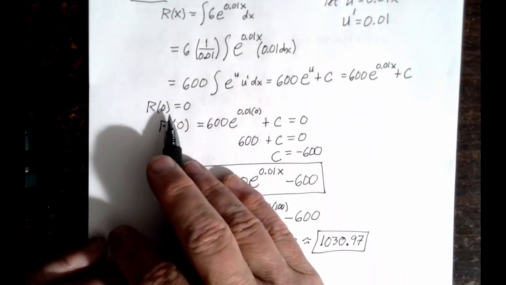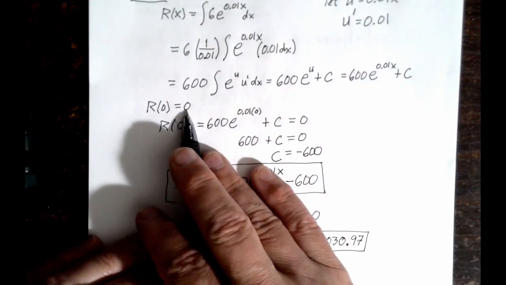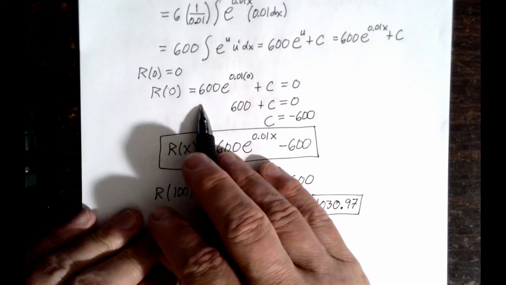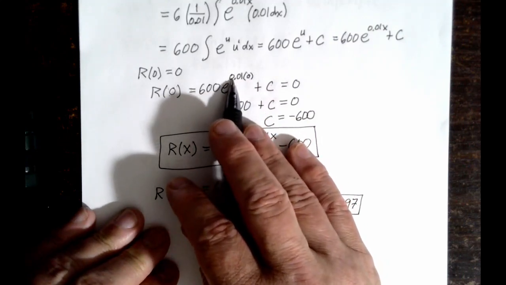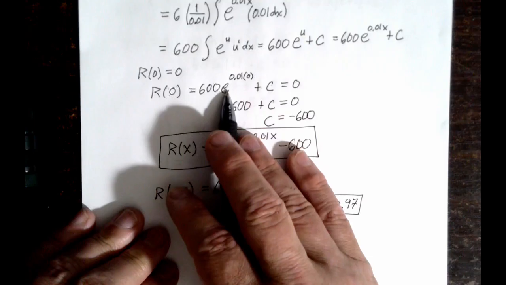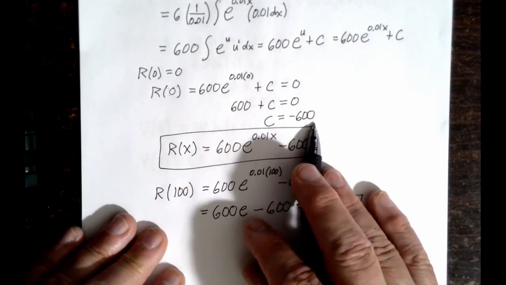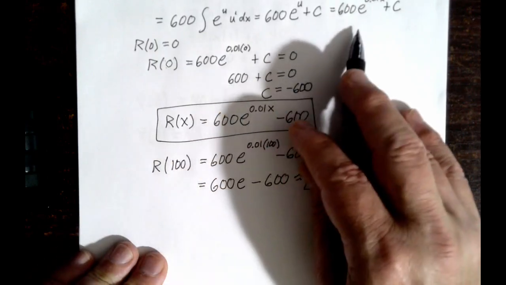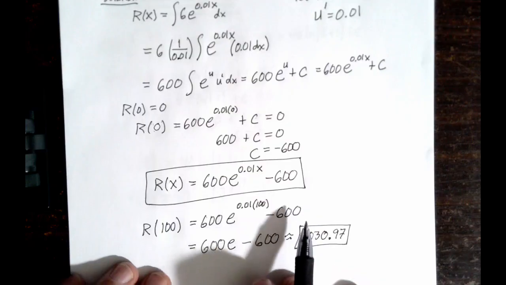Now we know that when you sell 0 items, you make 0 revenue, so r of 0 equals 0, and you can plug in 0 into this function. And this is times 0, so it's just an exponent of 0. Anything to the 0th power is 1. 600 times 1 is just 600. So you end up realizing your constant is negative 600. So you take your answer and you replace the constant with what you know the constant should be.